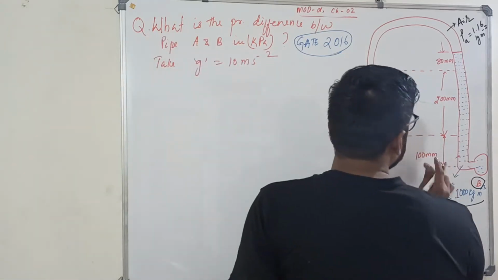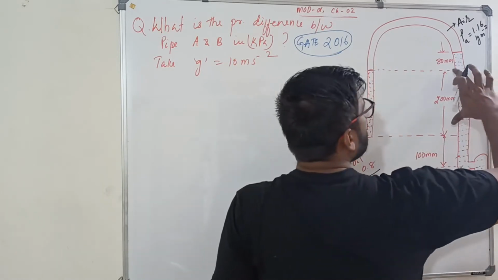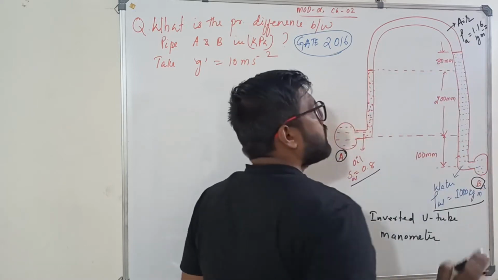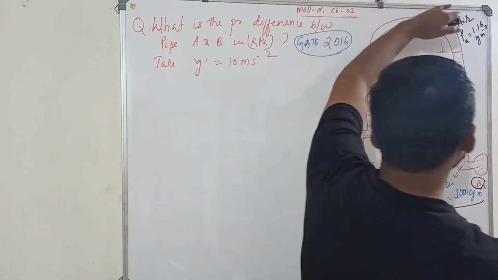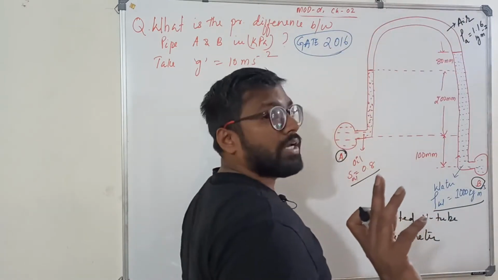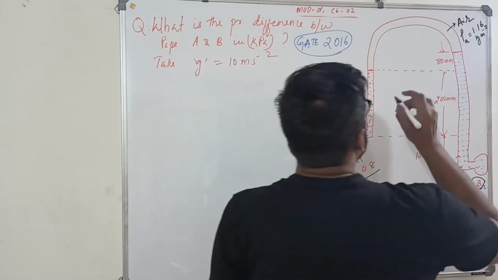Now heights are also given. Let us say this is 100 mm, the distance between pipes A and B. Then the height of this is 200 mm. The next height is 80 mm, and then this entire thing is actually air. Entire thing is air, not empty. It cannot be empty. Come on, otherwise it will start going. So this is air.